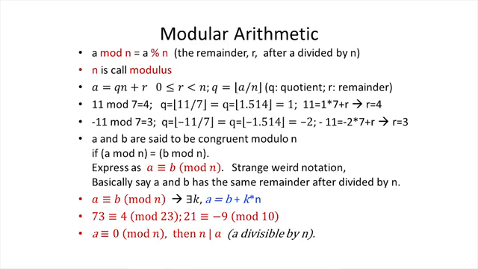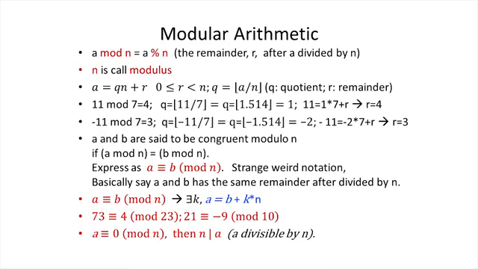A mod n has a value called the remainder r after a is divided by n. Here n is called the modulus. And a can be represented as a equals q times n plus r, where q is the quotient, r is less than n, and r is greater than or equal to 0. For example, 11 mod 7 equals 4.